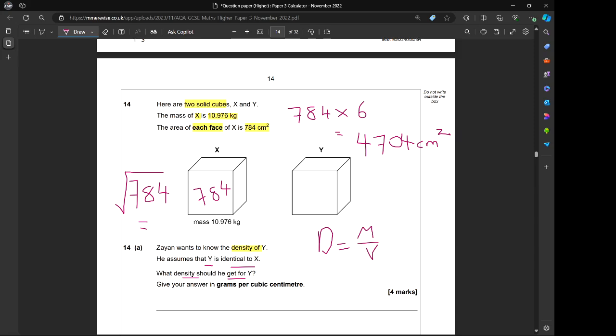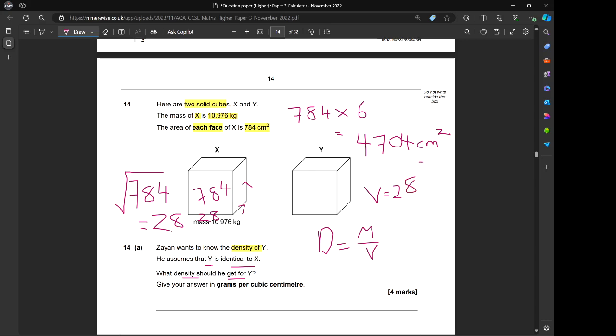What is the square root? Yeah, okay, so Safi got 28. So the length of the cube is going to be 28. To work out the volume of that, the volume is length times width times height. And because the side lengths here are going to be the same, I'm going to do 28 cubed.